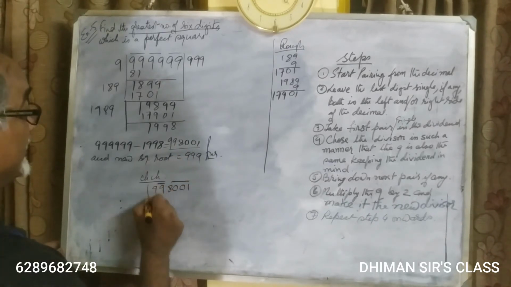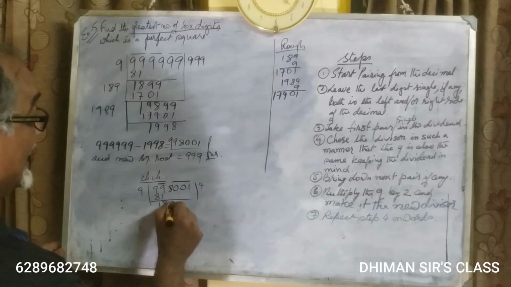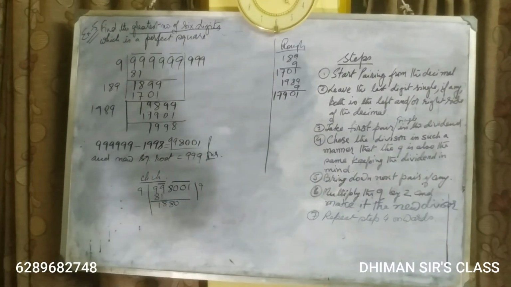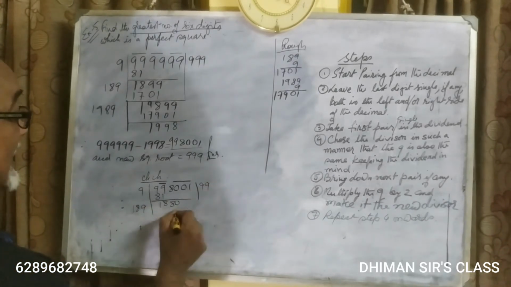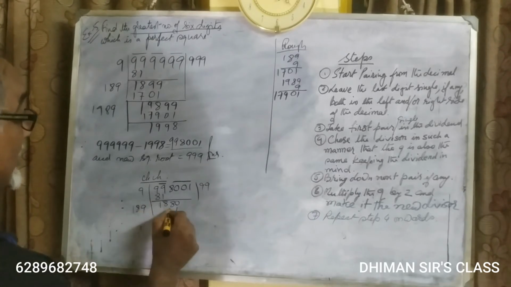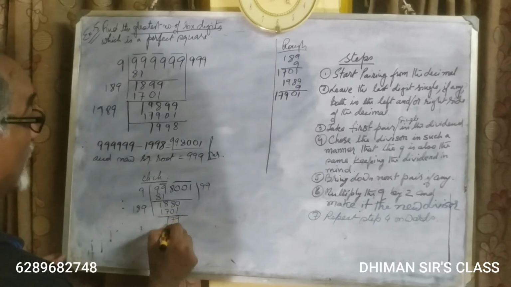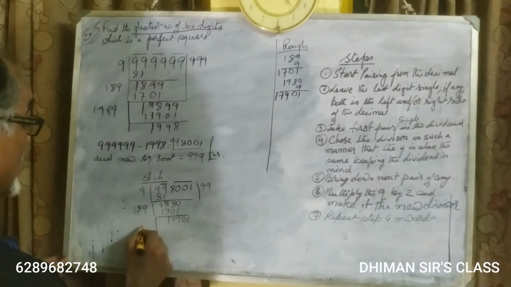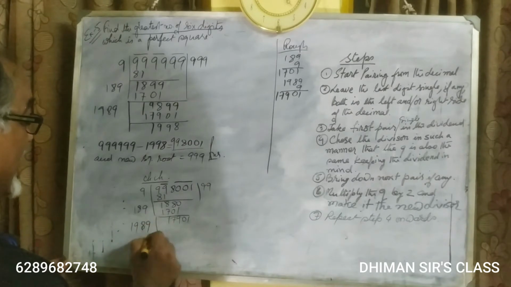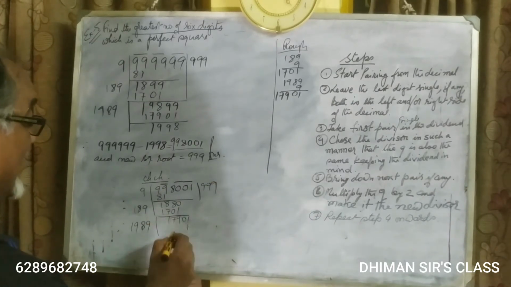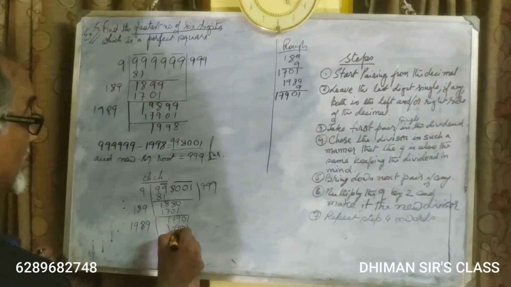998001. Pair. 9 nines are 81, 8180. Let us take 18, 189. 9 nines are 81, carry 8. 9 eights are 72, 80, carry 8, and 1 is 17. 9, 7, 1, 0, 1. So 2 nines are 18, 2 nines are 18, 198. 9 nines are 81, carry 8. 9 eights are 72, 80, carry 8. 9 nines are 81, 89, carry 8, 9 ones 17.